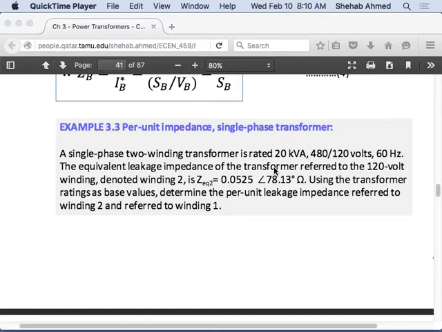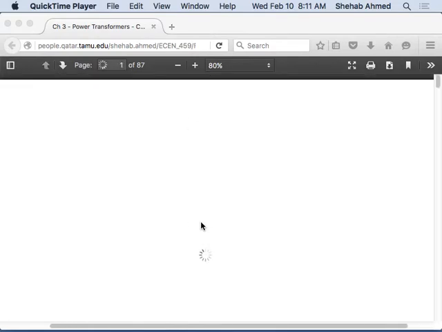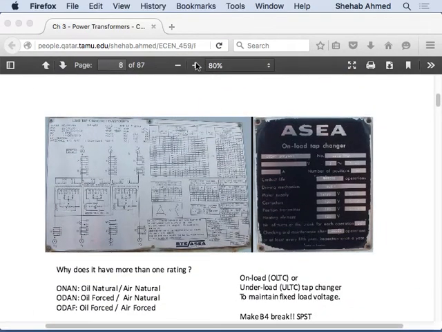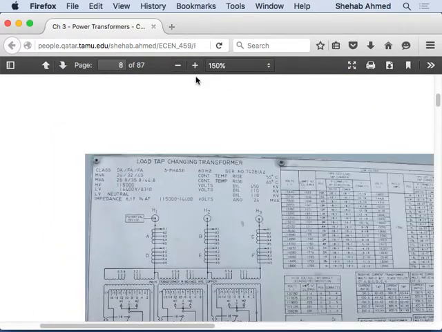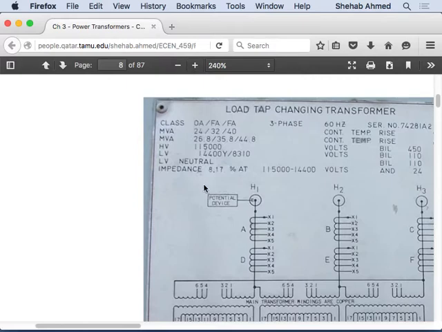Obviously, when we looked at the data sheet or the nameplate for the transformer, the impedance was given as a percentage. If you go back all the way to the beginning, the impedance of this transformer was given as a percentage. This was the transformer impedance right here, 8.17%, meaning 0.0817 per unit. Per unit and percent are basically interchangeable. So the impedance was given as a percentage.